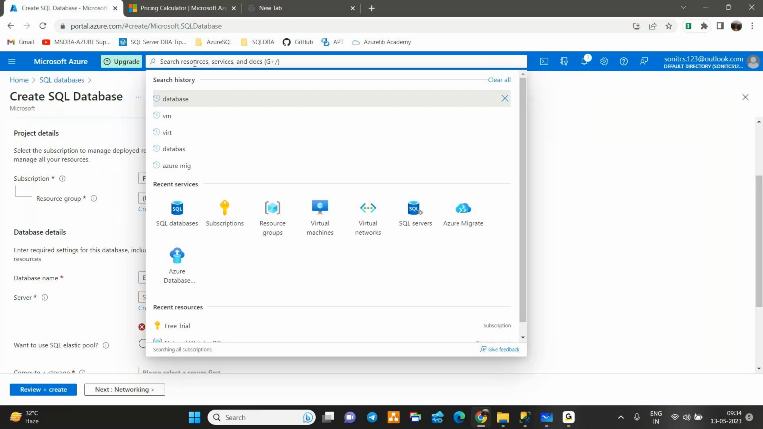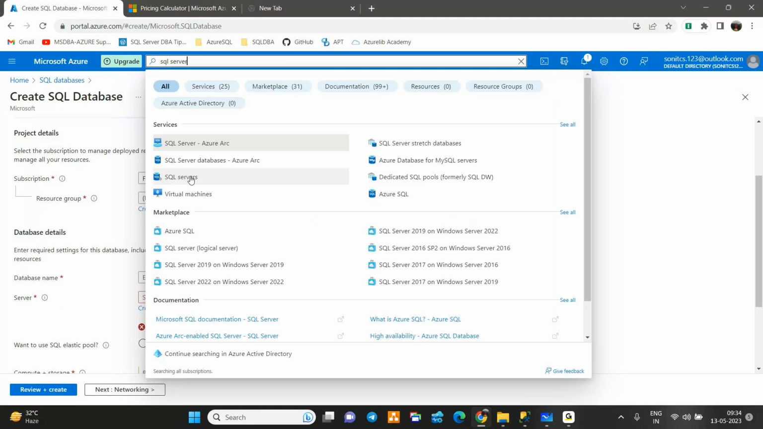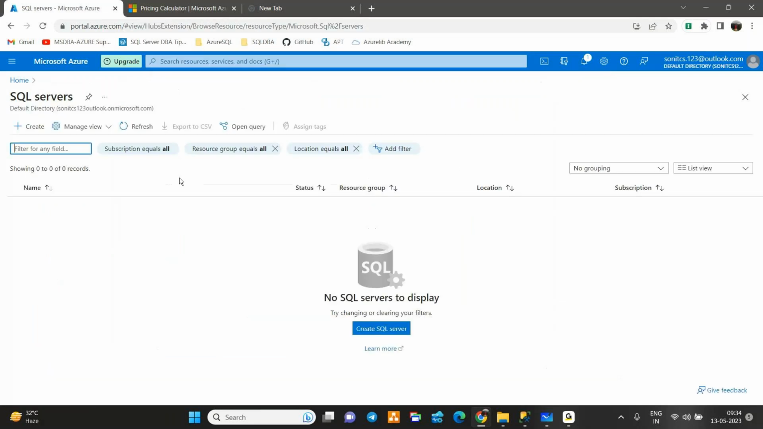Try to understand the logic. Microsoft is not charging for a logical server. It is a logical server. For a logical server, Microsoft is not charging any price. It is free of cost.